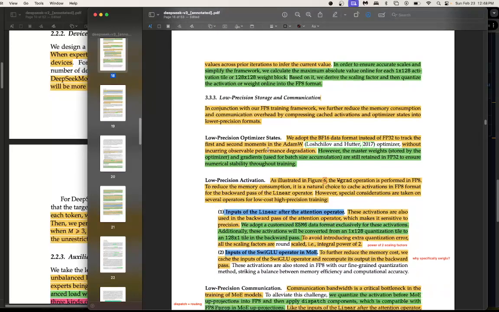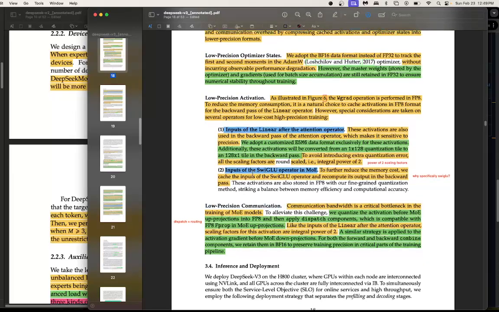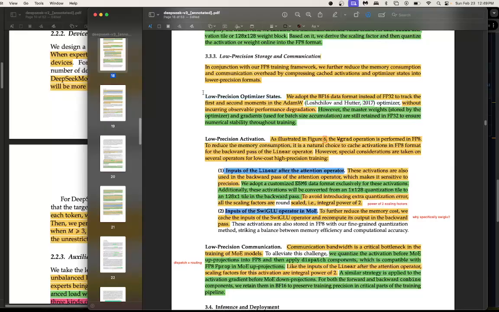Low precision storage and communication. There's three things here: low precision optimizer states, low precision activations, and low precision communication. So for the optimizer states, this is actually a particularly interesting one because I talked to somebody who has a lot more experience with optimizer research than me, and they stated that it's actually very challenging and is not widely done to keep optimizer states, like for Adam, we have our first and second moments, these two parameters, in BF16, because apparently they're very sensitive to precision, and people just traditionally keep them in FP32.